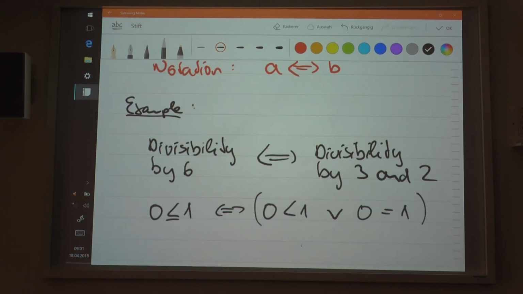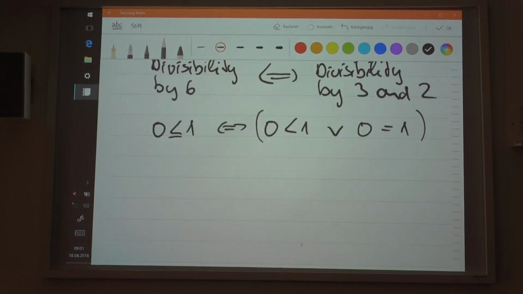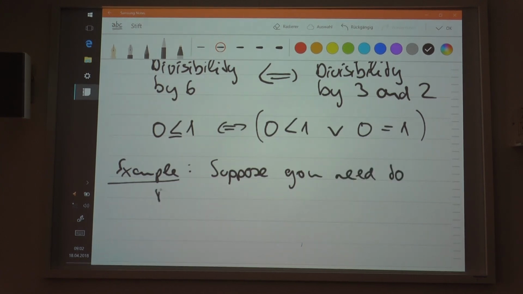Now, two statements are equivalent if they have the same truth tables. So if you want to show that two statements are equivalent, all you need to show is that the truth tables are equal. That's it. I'm going to demonstrate that in the next section. But the problem with this is the following. Suppose you need to prove that a certain statement is equivalent to another.